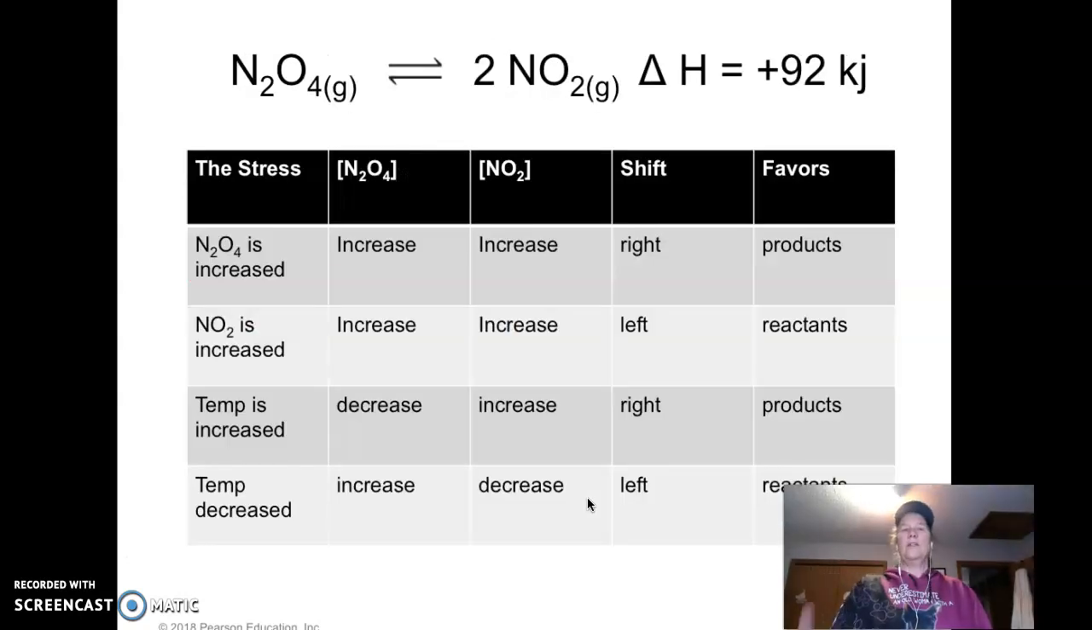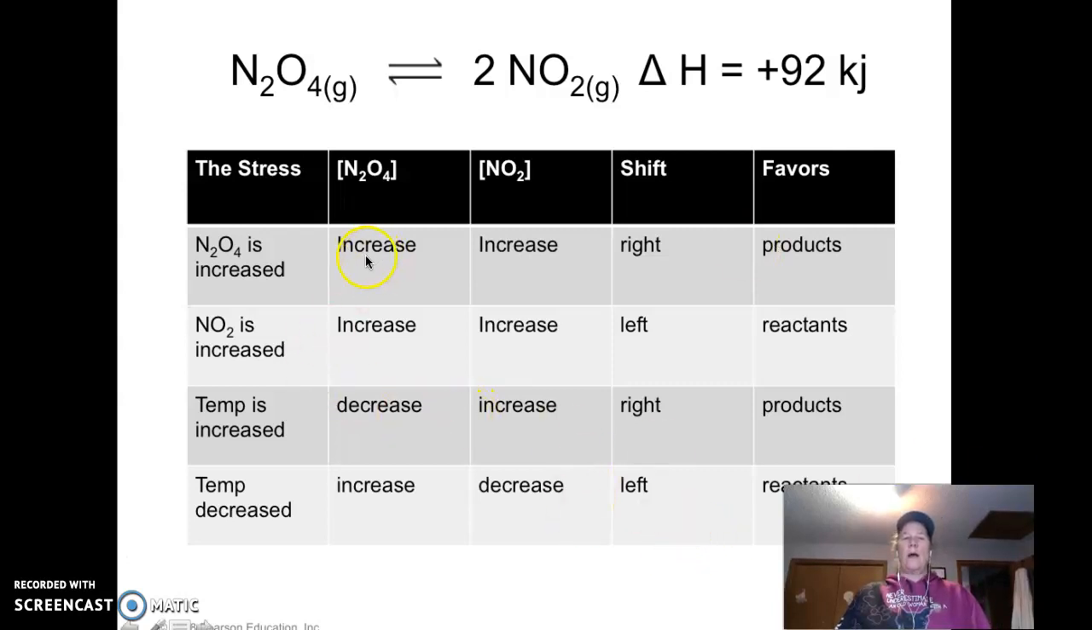Okay, so here's an example. Here's a reaction. We've used this reaction before, and it's plus 92, so this means it's an endothermic reaction. Okay, so if I have this and I increase my reactant, I'm going to increase my product. So it shifts toward the right and it favors products. And one thing to remember, if it favors products, it shifts to the right. If it favors reactants, it shifts to the left. So they're always the same.